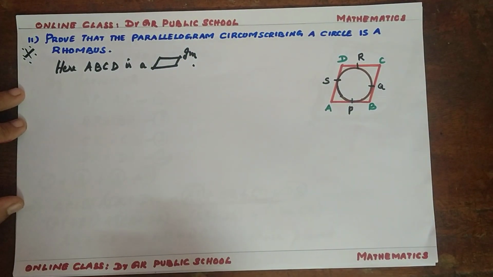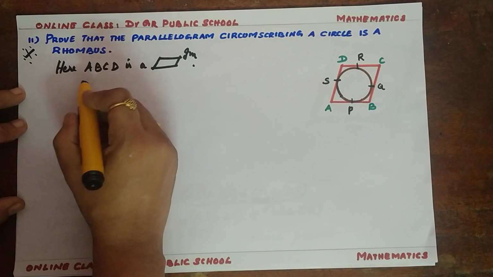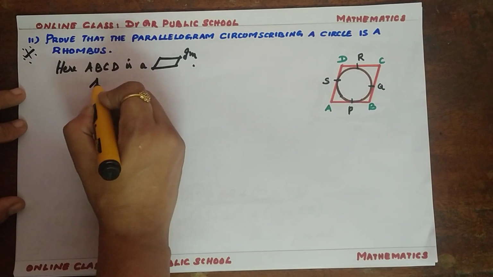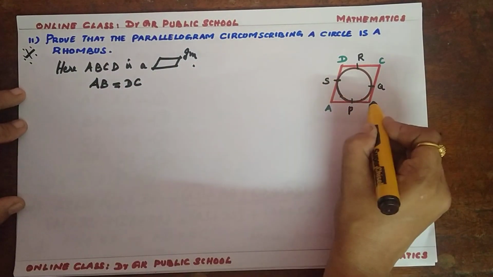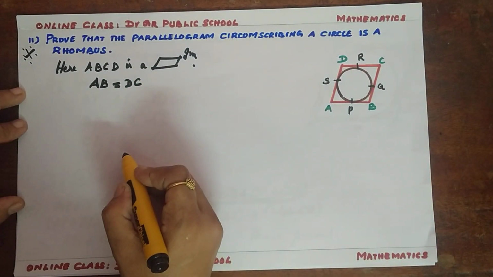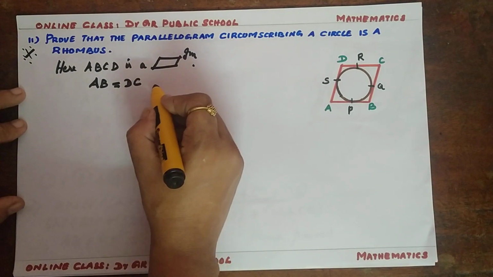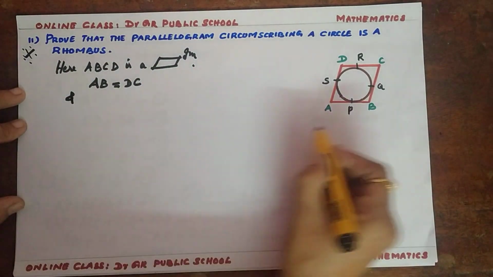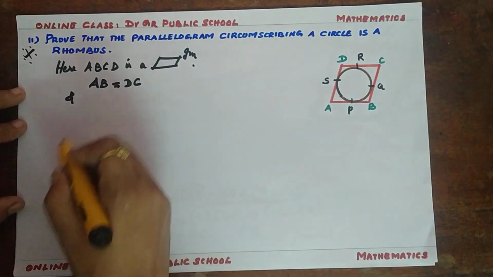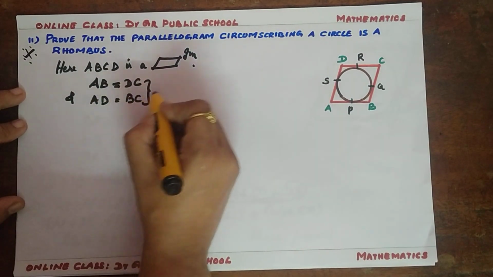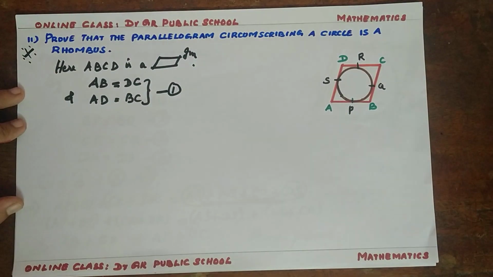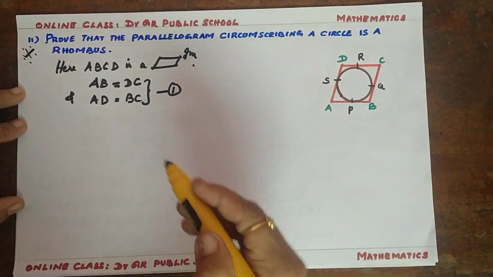What is the condition of a parallelogram? Opposite sides are equal as well as parallel. I am going to write the parallel equal sides alone, so that AB equals DC. Am I right? AB and DC will be equal as the opposite sides of a parallelogram are equal. And the same way, AD equal to BC. This is the given condition that I am going to take as equation number 1. Come to the question again.